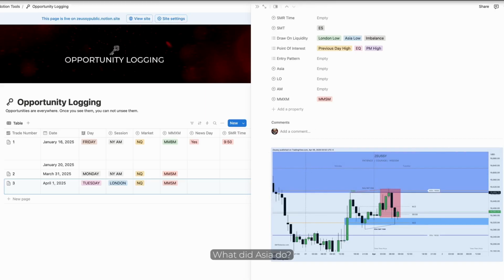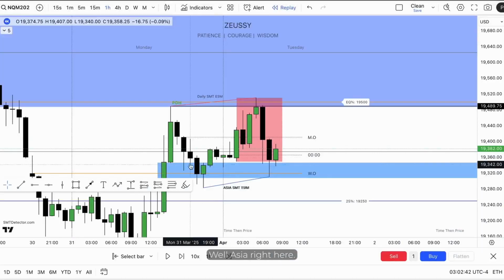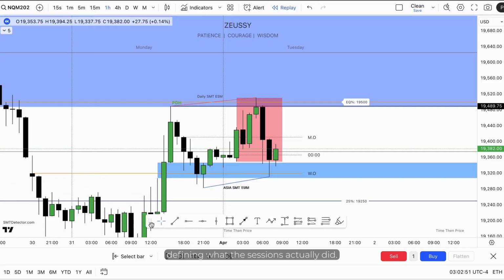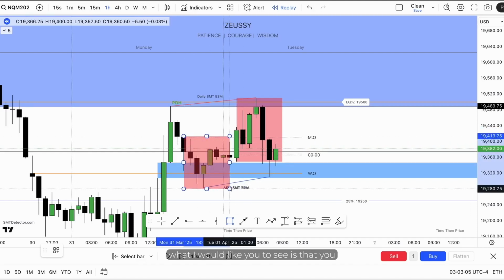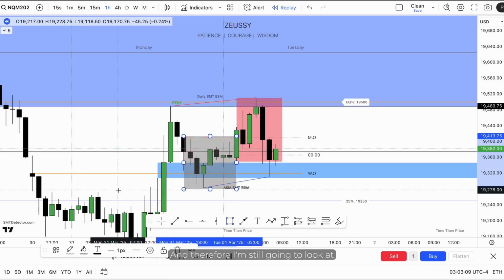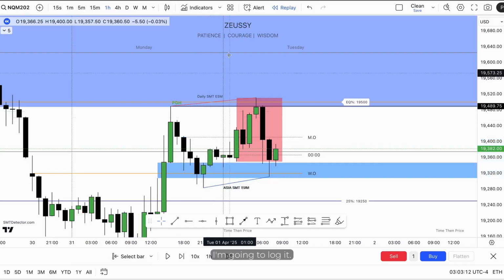What did Asia do? Well, Asia right here, I would say that this is where a bit of subjectivity is involved when it comes to defining what the sessions actually did. But when we pay attention to Asia, if we measure Asia from this opening right here at 6 p.m. to the following, to 2:30, which is around this candle right here, you could argue that this is a consolidation. And therefore, I'm still going to look at Asia as a consolidation, and that's how I'm going to log it.